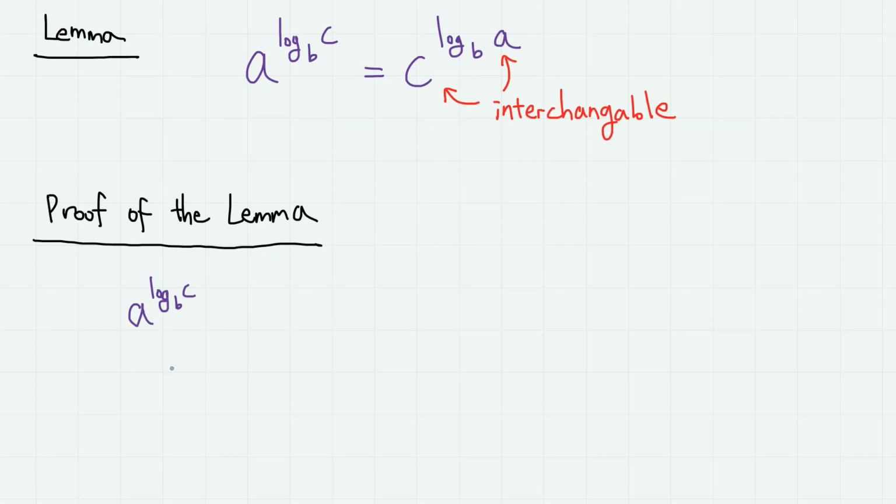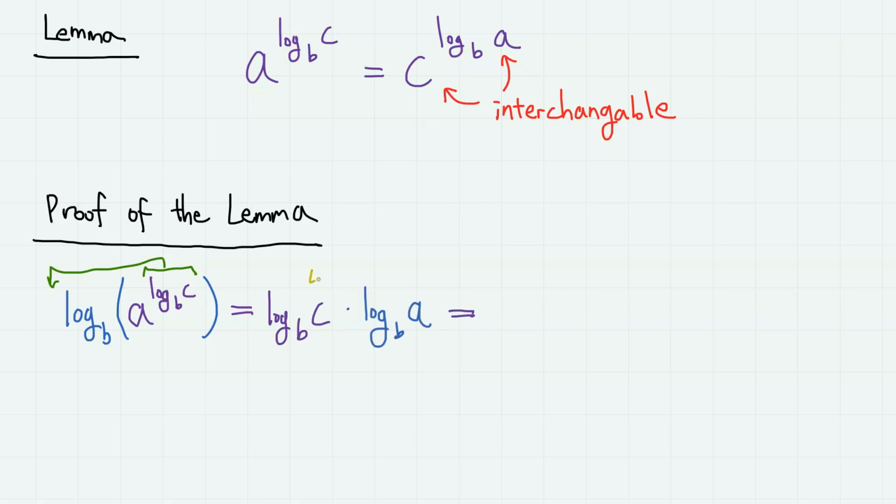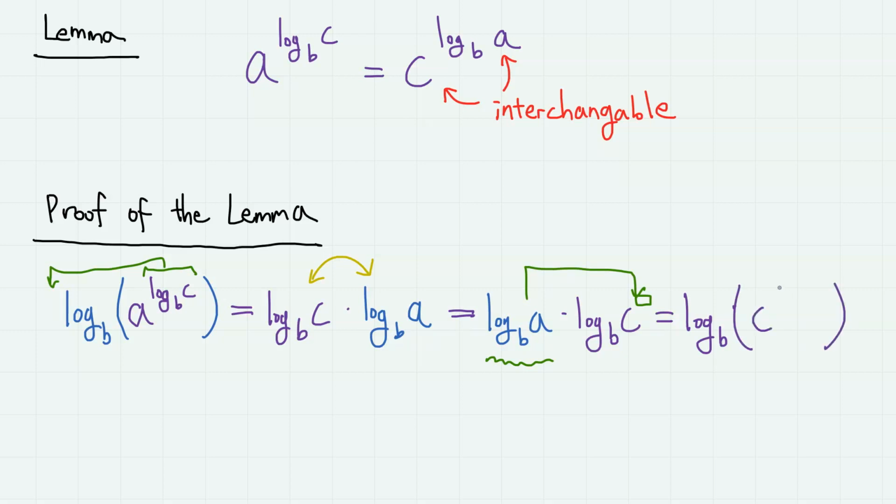To prove this, let us take a look at not just the left-hand side, but log base b of the left-hand side. So here, this exponent part can come right here. So we have log base b of c times log base b of a. And here, the order of multiplication can be changed. So therefore, we have log base b of a times log base b of c. Here, this log base b of a can go to right here at the exponent position. So we have log base b of c to the power of log base b of a.